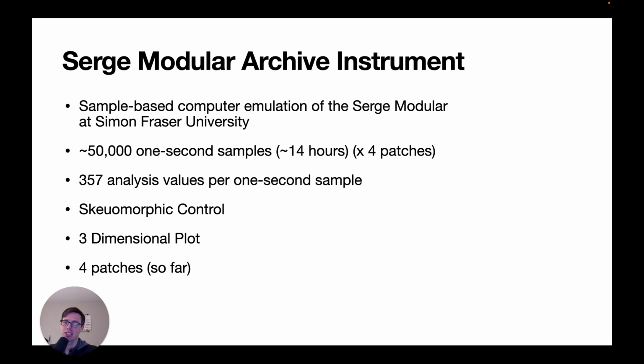With those 1-second samples, we did some audio analysis and statistical analysis on those audio analyses to end up with 357 different analysis values for each 1-second sample. We then make all of these samples available through a skeuomorphic control that is modeled on the vintage Serge Modular design, and a 3-dimensional plot that one can mouse through and browse these different sound samples and hear them and play with them. We've recorded and analyzed 4 patches so far, and we're planning to add more as we have time to do more recording and analysis.